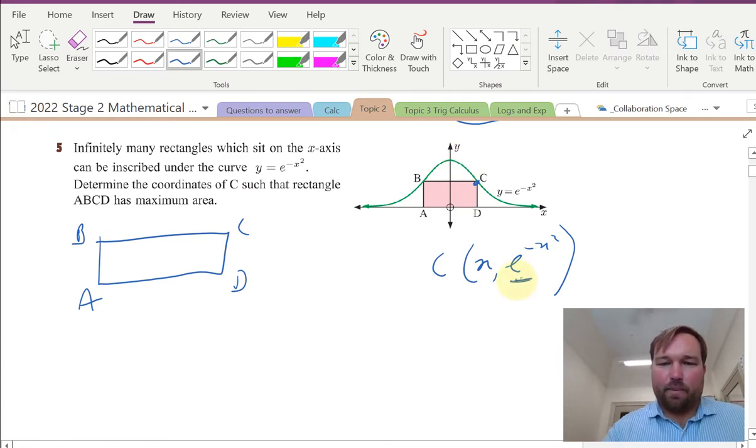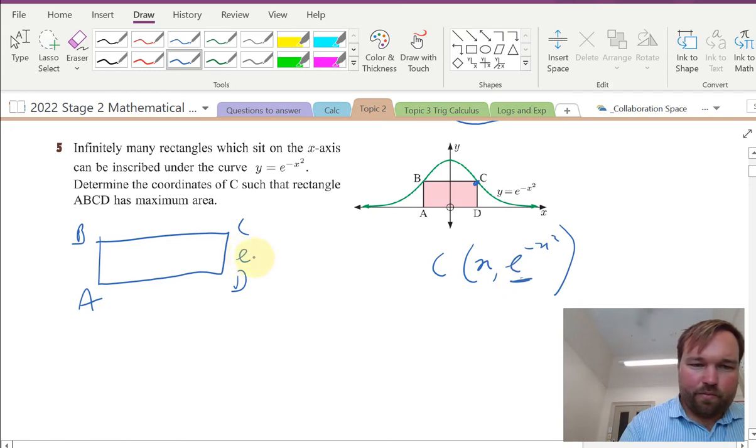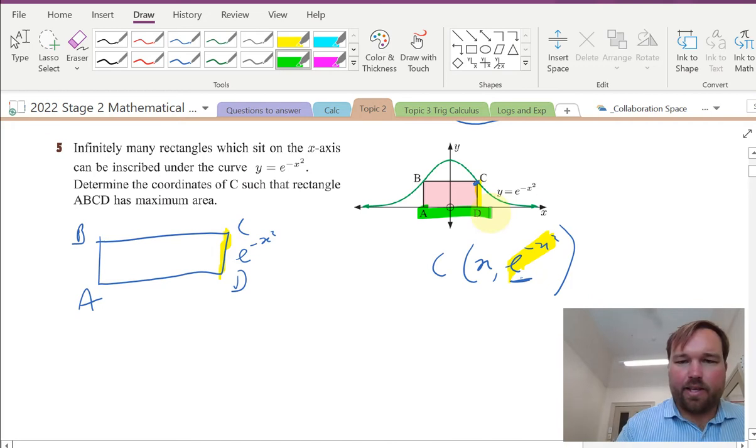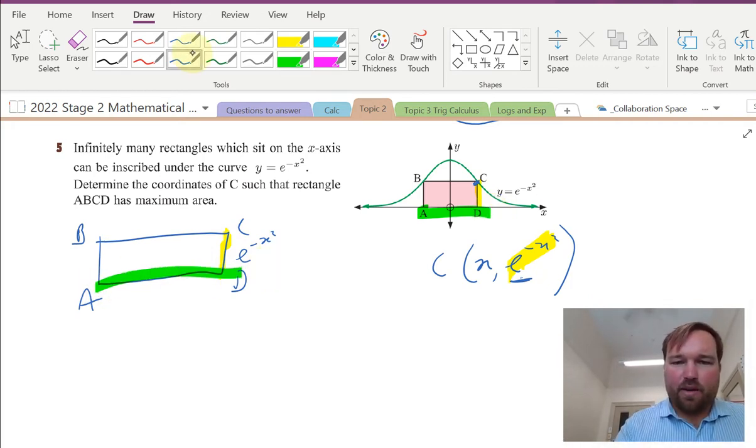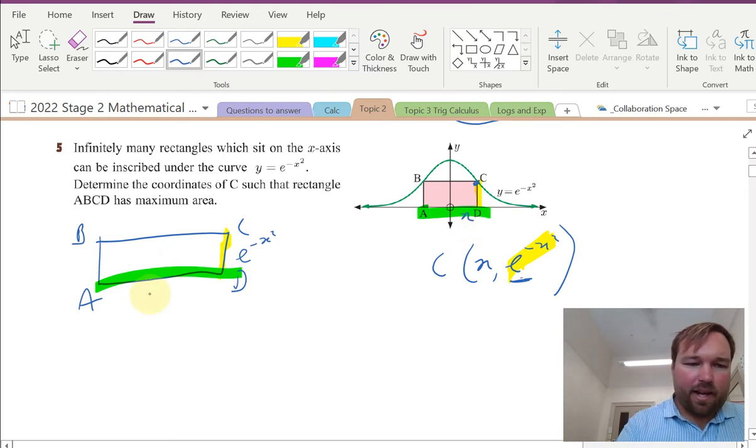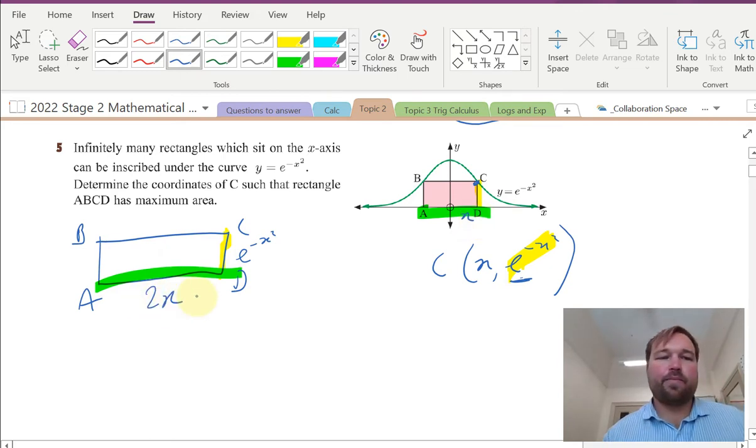This is how high up it is. How high up it is is also the length of that side. That is this side, is this height. This length here, AD, if I'm calling that x, the entire length is 2x.